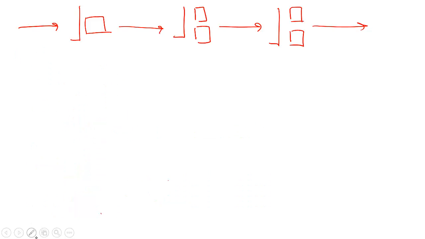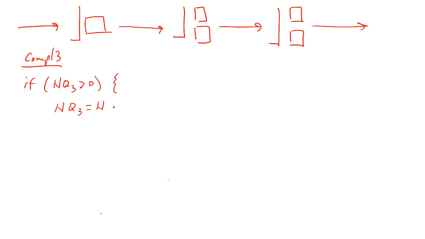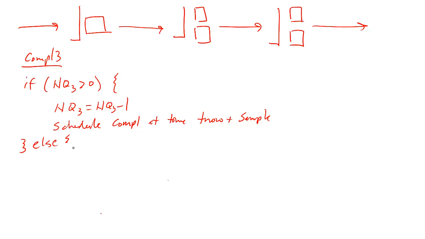And so our logic for completion 3 is as follows. We don't need to check anywhere else because the entities are leaving, so all we really need to do is say, are there entities waiting in the queue? So if NQ3 is greater than 0, then we simply decrement the queue: NQ3 equals NQ3 minus 1, and schedule the completion event. Schedule completion 3 at time t now plus sample. Otherwise, set NB3 equals NB3 minus 1 to indicate that one fewer of the units of the server is busy.